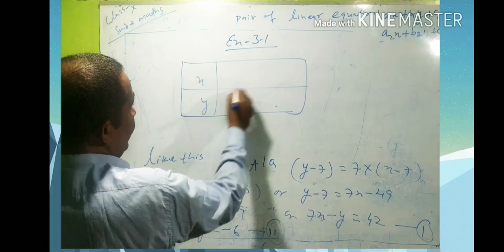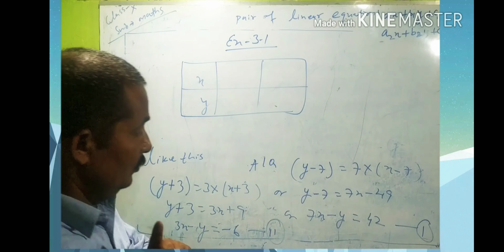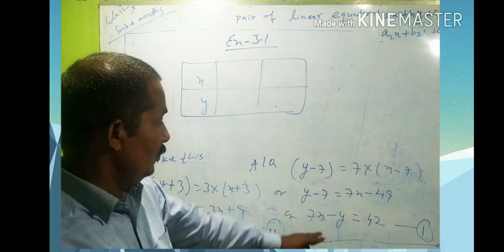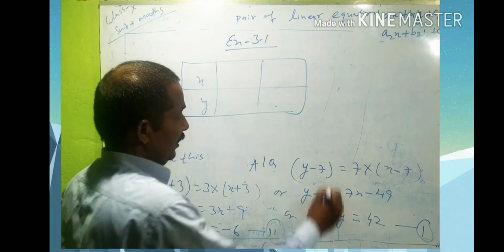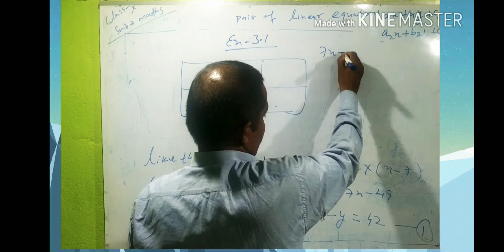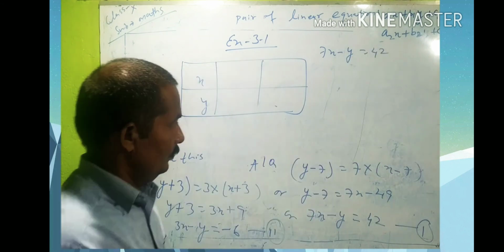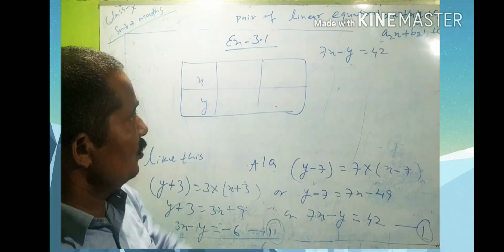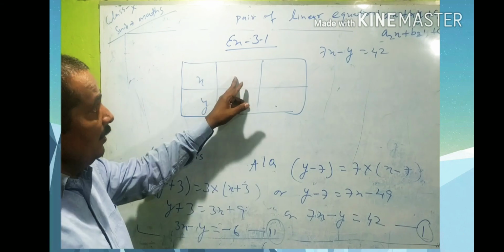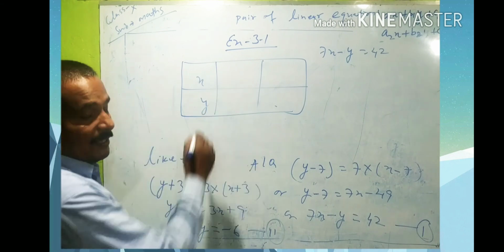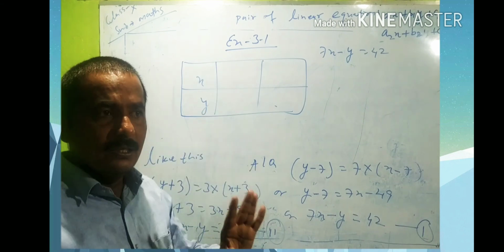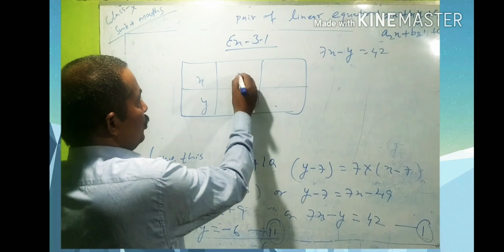You require at least 2 solutions for this equation, 7x minus y is equal to 42. That means you will take a value of x. You can suppose any number for x. Suppose it is 0.